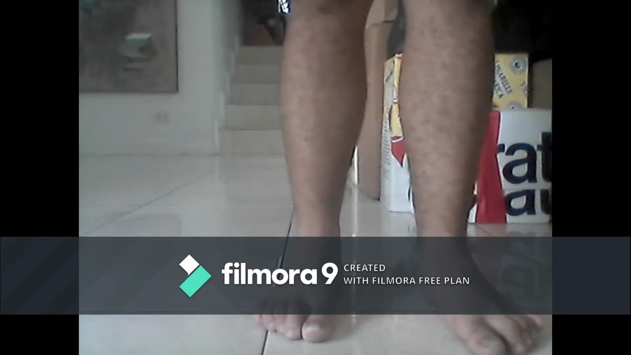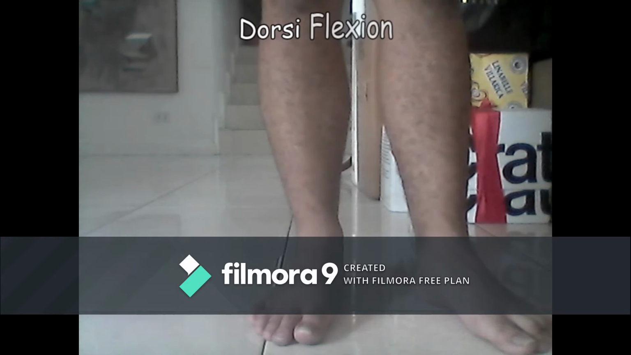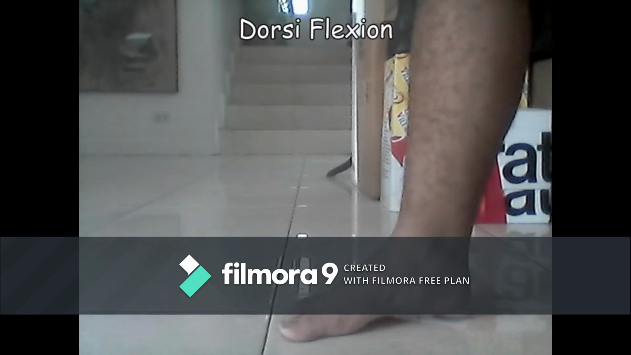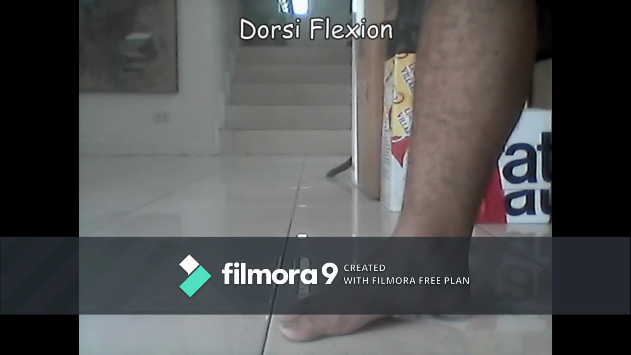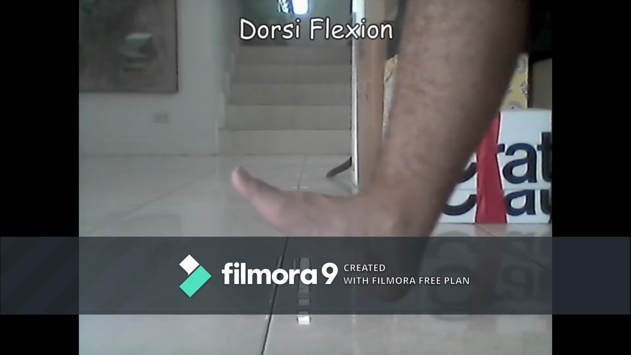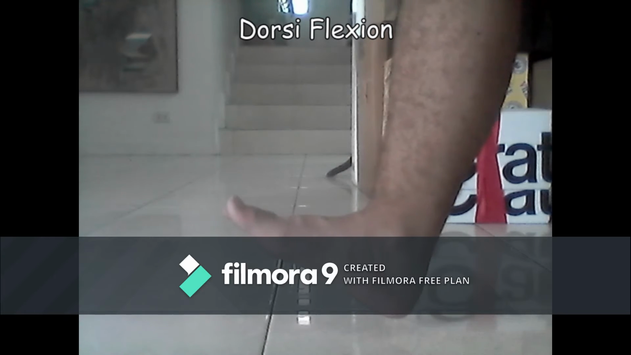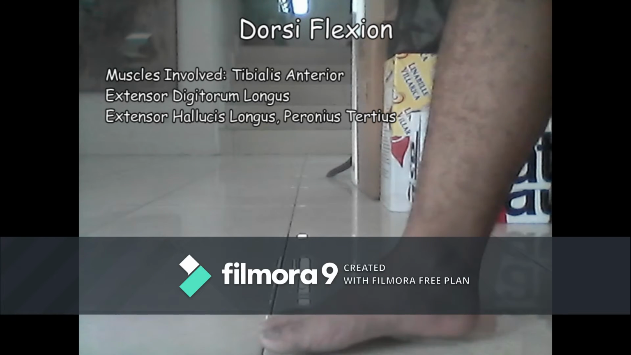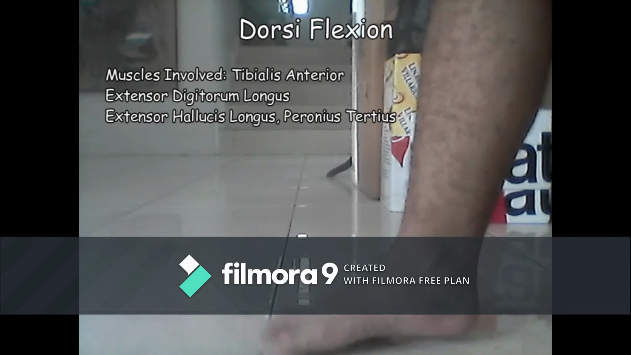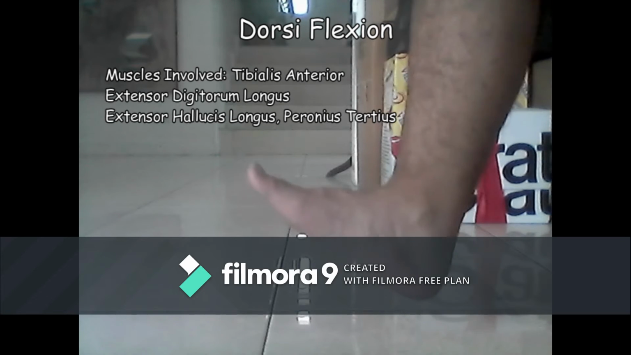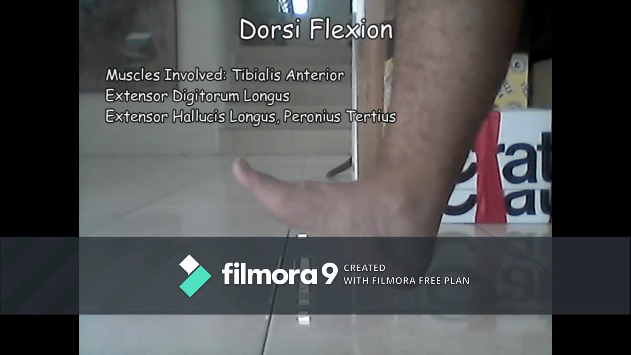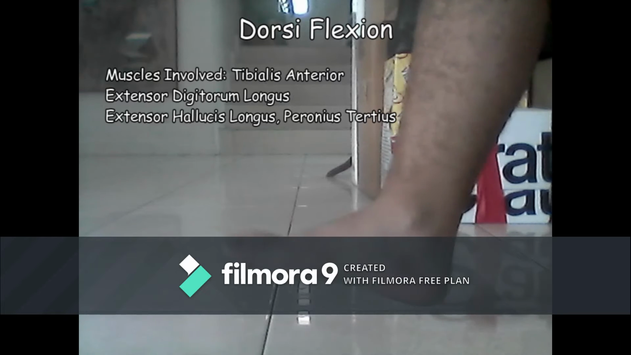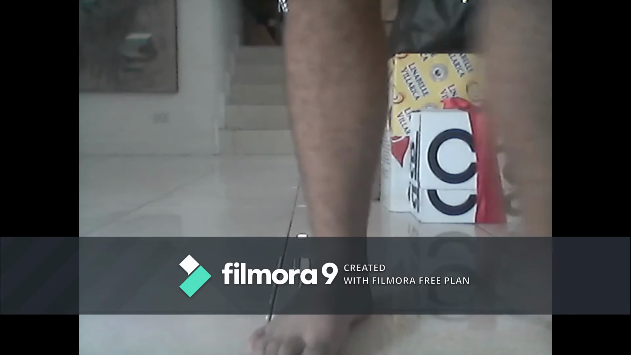And so next is the dorsiflexion. So dorsiflexion is an upward motion, and the muscles involved are the tibialis anterior, the extensor digitorum longus, the extensor hallucis longus, and the peroneus tertius if it is present.